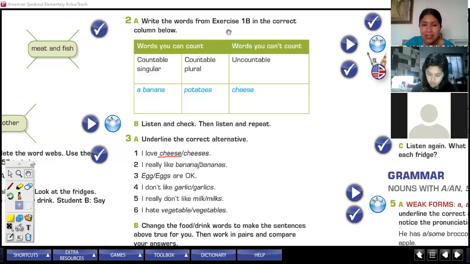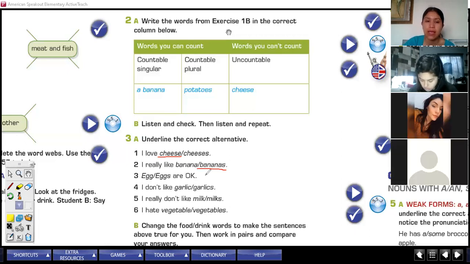Bananas. Bananas, right? Egg are okay or eggs are okay? Eggs. Okay. Very good. How do I say I don't like garlic or I don't like garlics? Garlic, right? Very good. 5, I really don't like milk or I really don't like milks. Milk, good. And the last one, I hate vegetable or I hate vegetables. Vegetables, very good.